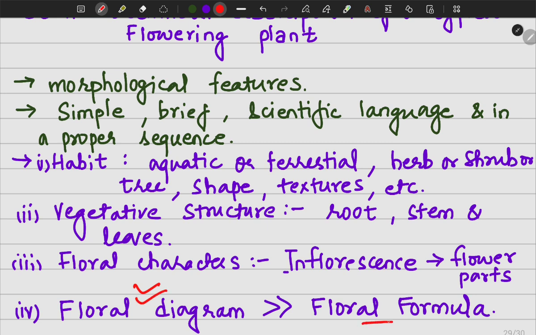Now, what is the floral formula? Floral formula is described with the help of certain symbols for each flower part. Also for the inflorescence and types of symmetry, whether the flower is male or female, there are specific symbols for each of these characteristics, and using those symbols we describe the flower and the flowering plant. So those symbols constitute the floral formula. So let us see the important symbols used in the floral formula.